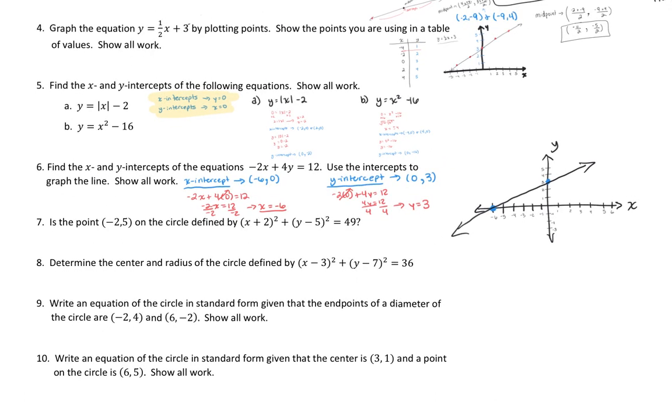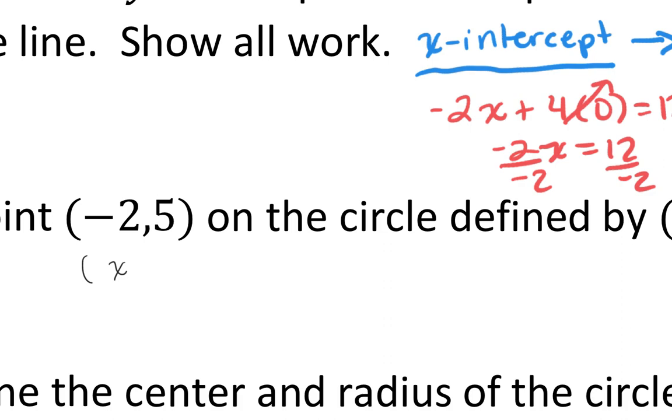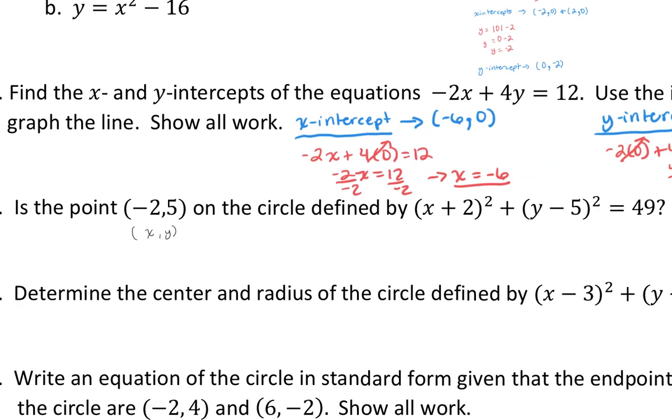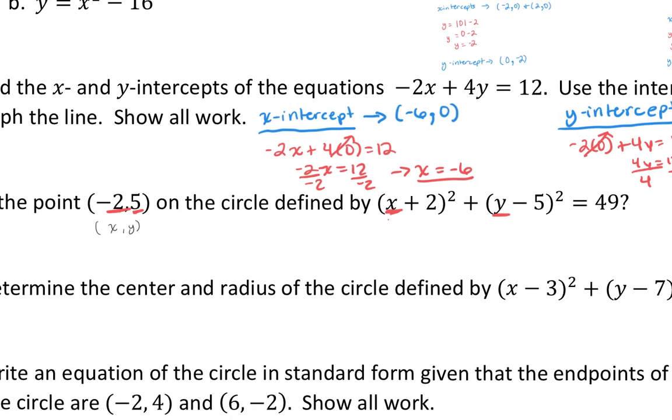Alrighty. For the next problem, it says, is the point negative 2, 5 on the circle defined by x plus 2 squared plus y minus 5 squared equals 49? So the way to check if a point is on a circle, you would just plug in. So this point is an x, y point, correct? So we just plug into our x here and our y here. And then if whatever we plug in here equals our 49, then it is on the circle. If not, it's not on the circle. So let's go ahead and test that out.